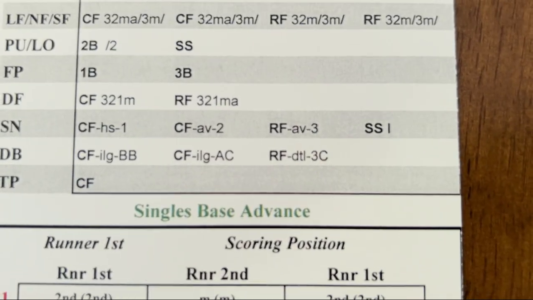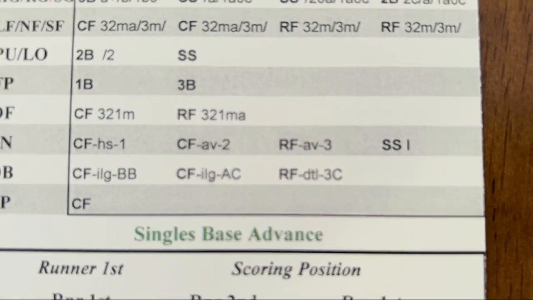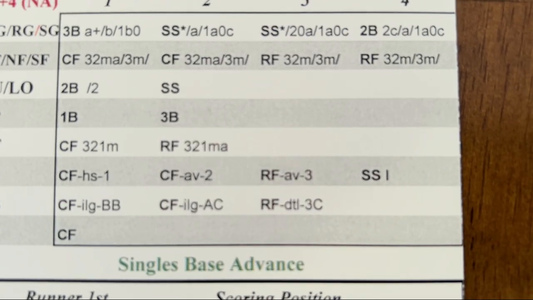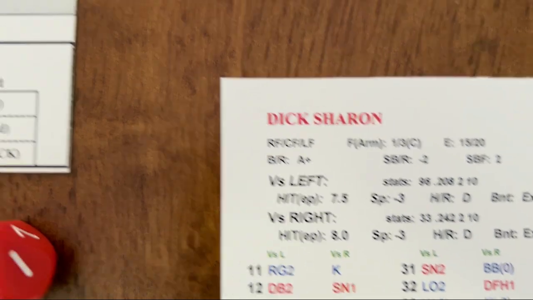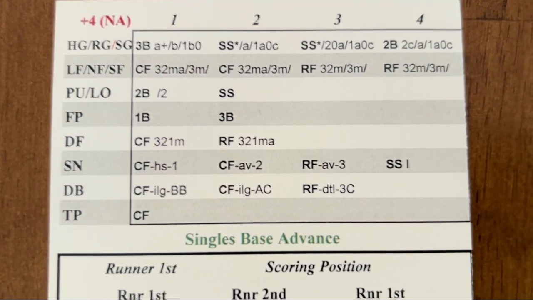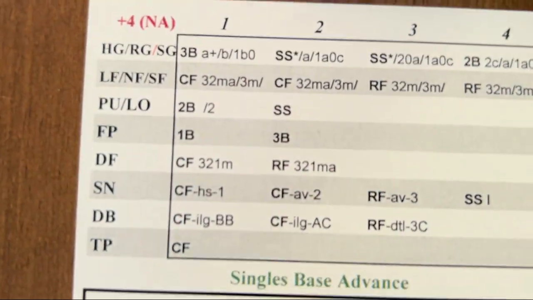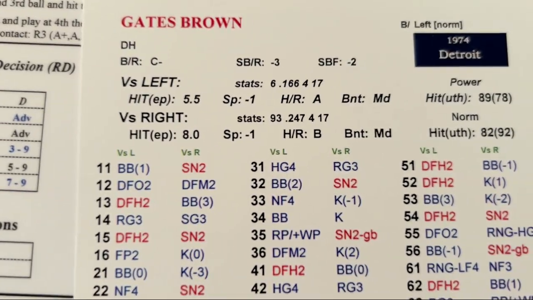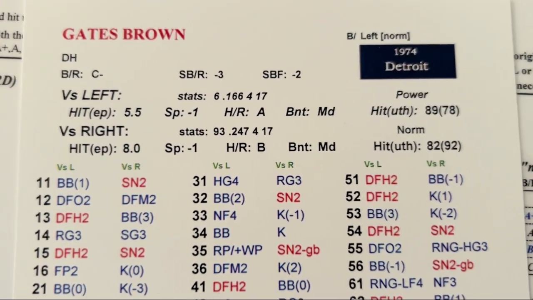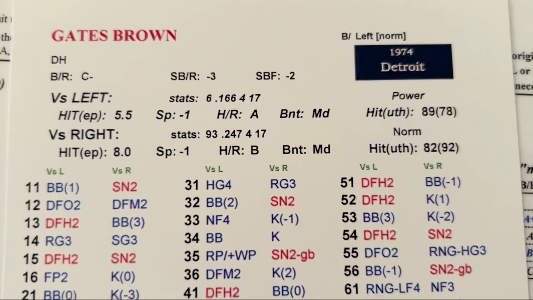Sharon's on first, nobody's ahead of him. It's a double to center field. An A means that an A or an A plus runner automatically scores. Sharon's an A plus, he scores. That's how you resolve that. Now, let's say there was a runner ahead of him on second base, and let's say here's one of those plodding Tigers base runners, Gates Brown. He's a C minus, the worst base running rating you can have.